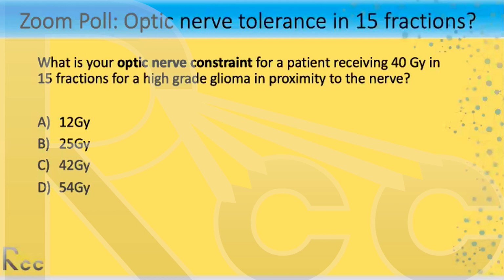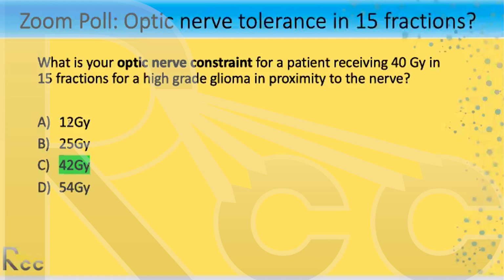So the answer here, I think, is 42 gray. And the reason for that is when you're treating in 15 fractions, and I've shown you this data, I'll talk about it again. When we treat conventionally fractionated, 54 gray, I think, is largely accepted as the standard, 54 to 55 optic pathway constraint to minimize the risk of optic pathway impairment and neuropathy. But when we're using these more hypofractionated approaches, we have to adjust that. 54 gray delivered in 15 fractions would be fairly aggressive as compared to delivered in 30 fractions.